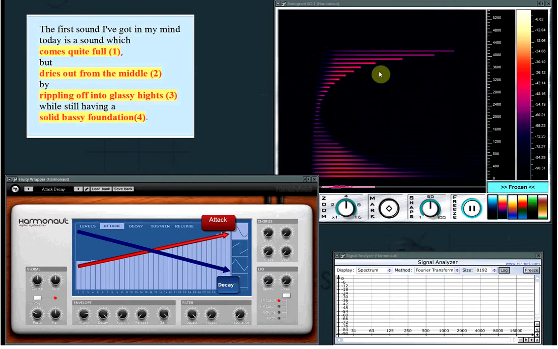Then drying out from the middle, drying out to the high, and drying out to the low, downwards and upwards, rippling off into heights here, because of the long attack once again on the high frequencies, whereas the low frequencies remain until the end because of the long decay of the low frequencies. Let's listen to some chords.